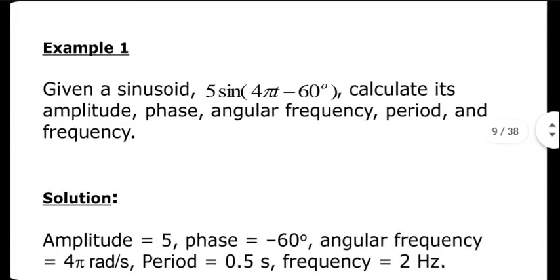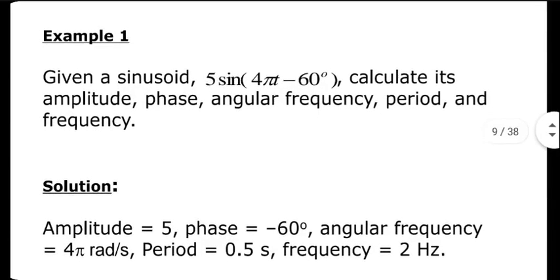Okay. Simple numerical example. You are given a sinusoid 5 sine 4 pi t minus 60 degrees. Calculate its amplitude. Obviously, amplitude is 5 volts, assuming that the units are volts here. Phase is minus 60 degrees. You can see it. Angular frequency is 4 pi radians per second, right?